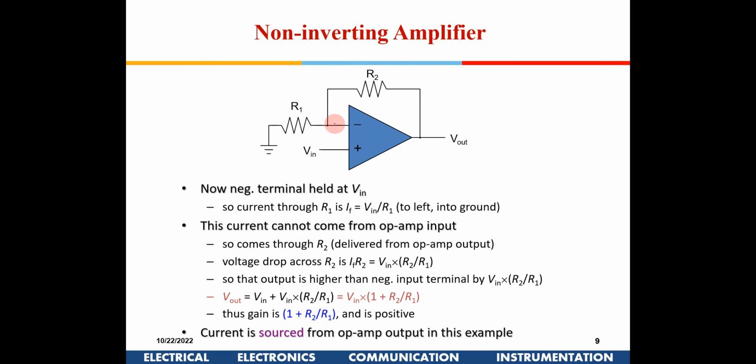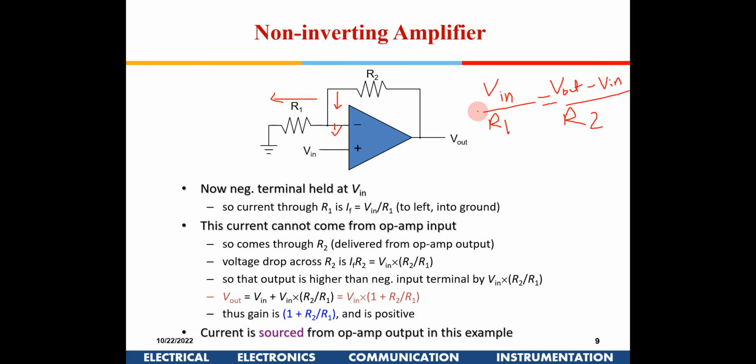Okay, so now this is V in. Now what would be the current flowing like this? That current will be V in divided by R1. And that current has to come from here, because into the op-amp no current can flow. So that current will be V out minus V in, and this potential is V in here, divided by R2.